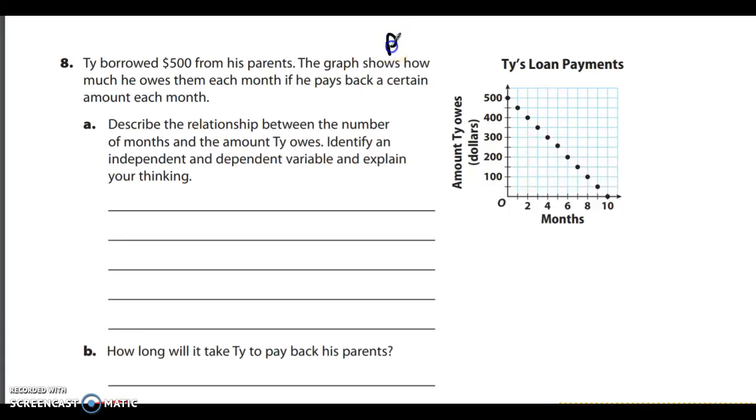This is page 344. We're going to do numbers 8 and 9, and we're going to skip number 10.